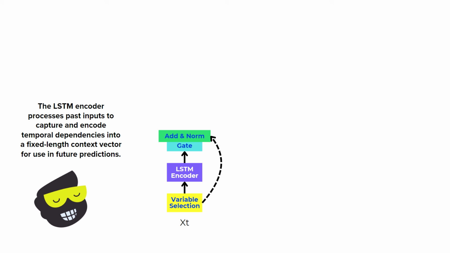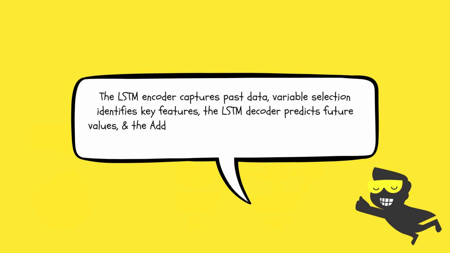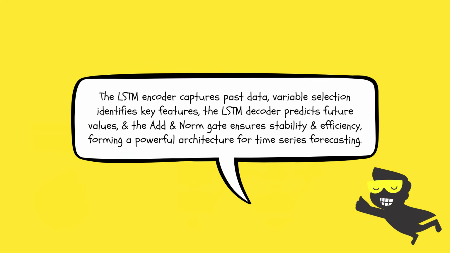While the LSTM decoder focuses on generating future predictions, the LSTM encoder is responsible for creating an informative and compact representation of past sequences. And this way, the model can effectively use both past and future information to make accurate forecasts. So, in other words, the LSTM encoder captures past data, the variable selection identifies key features, and the LSTM decoder predicts future values with an add and norm gate ensuring stability and efficiency. Together, they form a powerful architecture for time series forecasting.